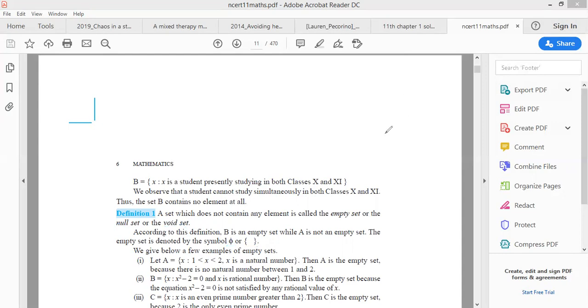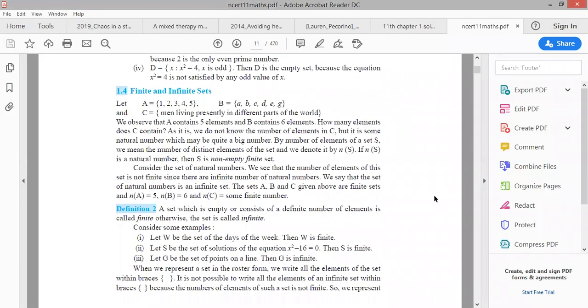Let's come to the concept of finite and infinite sets. A set having finitely many elements is called a finite set. For example, we have here set A. It has elements 1, 2, 3, 4, and 5. Set B has elements a, b, c, d, e, f, and g. So these are both finite sets.